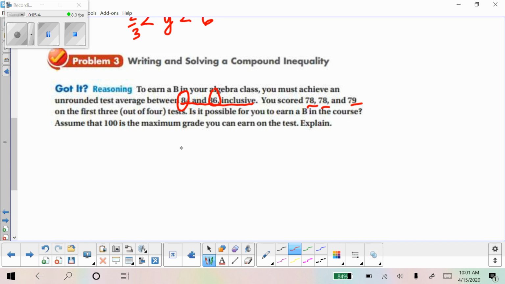So now here's just to remind you how to get your average. You would add up all of them. You would add your 78, your 78, your 79, and then one more test, which we don't know what the total of that is yet. And that has to be greater than or equal to 84, less than or equal to 86.